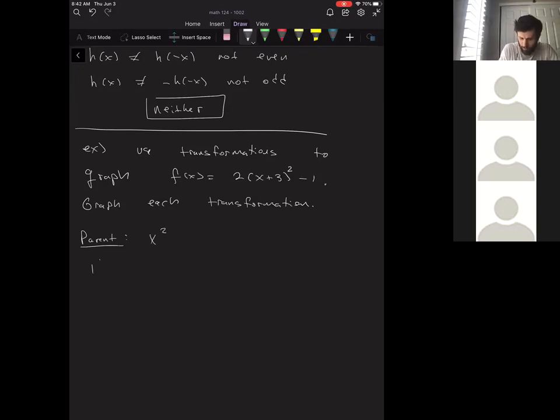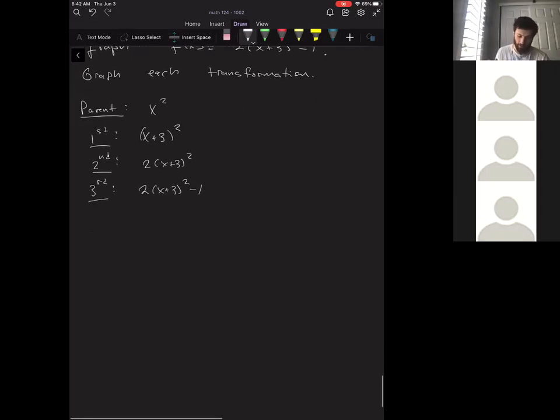Then for our first transformation, we start with things closest to x and move away. So that plus 3 is the first thing. Our first transformation is (x plus 3) squared. The second will be that 2 in the front, so 2 times (x plus 3) squared. And the last thing is that minus 1. So we need to graph each transformation, so we'll have 4 graphs total.